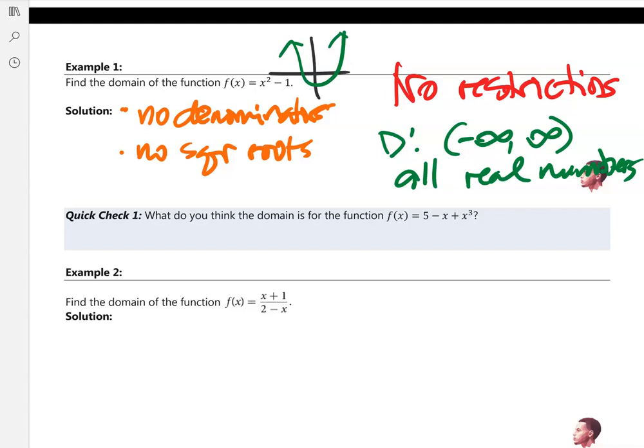Quick check number 1. What do you think the domain is for the function f of x equal to 5 minus x plus x cubed? So like the last example, no denominators, no square roots, so meaning no restrictions. So yes, the domain is all real numbers.